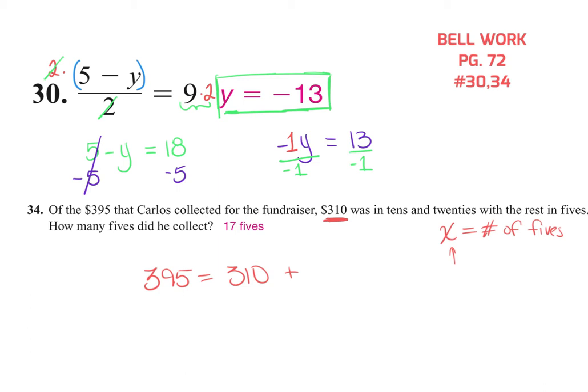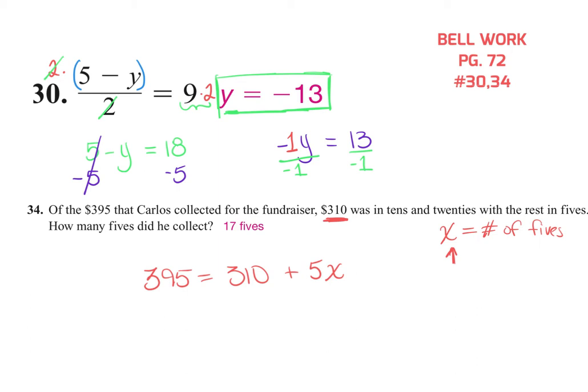20. What did you do? You multiplied by the value of the $5 bill, right? So if I have a number of $5 bills, I need to multiply that number by the value of a $5 bill, which is, what's the value? 5, right? So plus 5x. So 5x represents how much money he has in $5 bills. Not the number of $5 bills, but the dollar amount, right? Those two should equal the 310, which was his 10s and 20s, plus however much money he has in 5s.